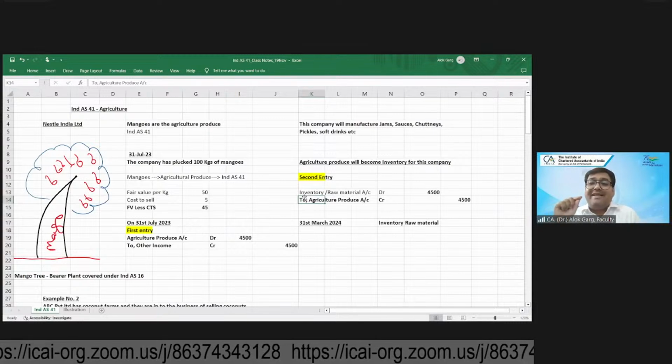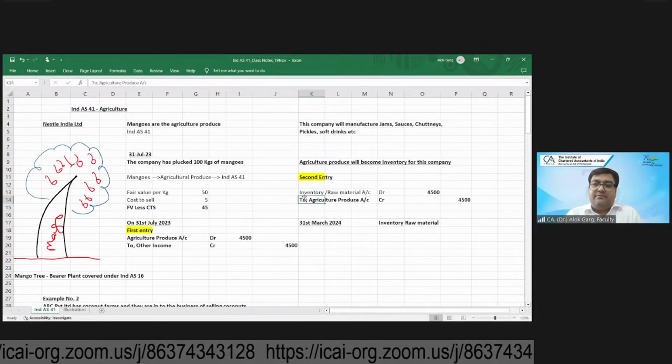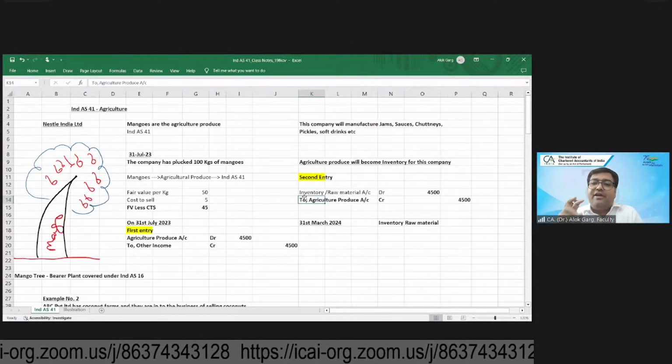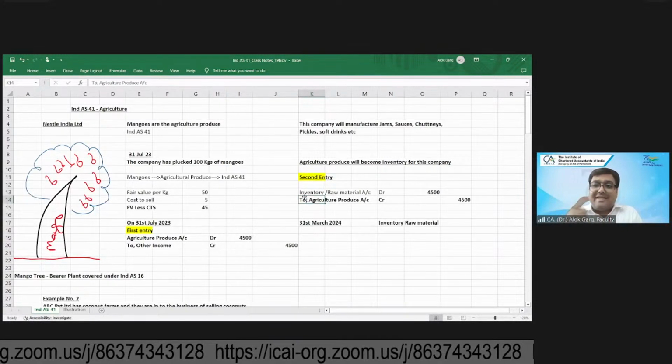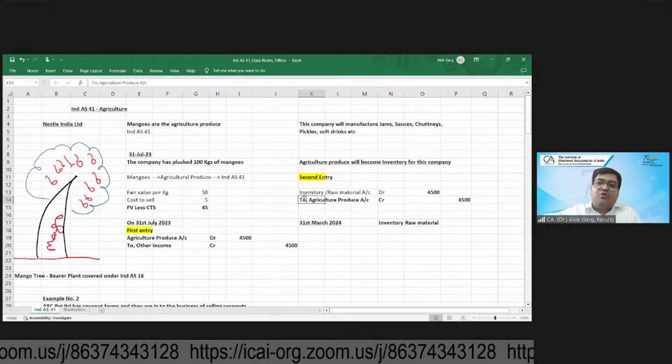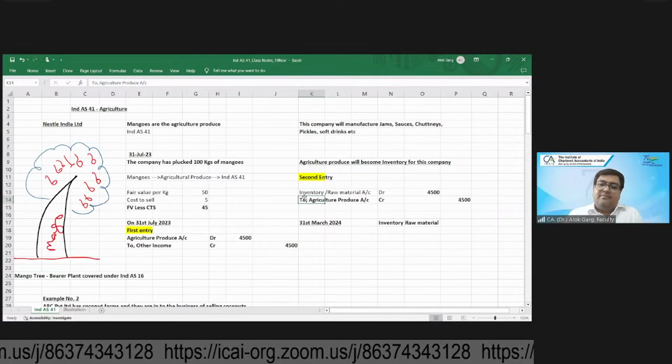The first entry was agriculture produce account debit to other income, and it was measured at fair value less cost to sell. But the second entry, immediately it has been transferred to raw material or inventory. Correct?